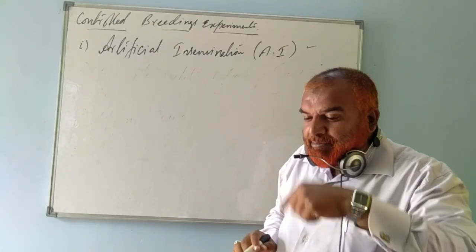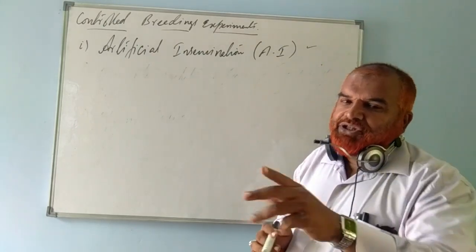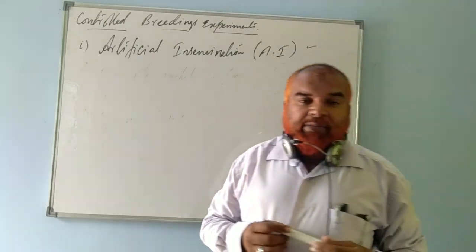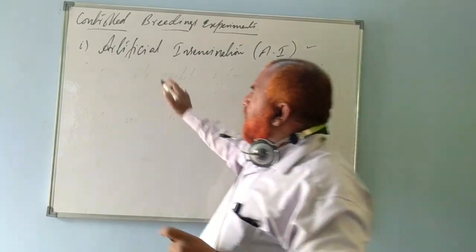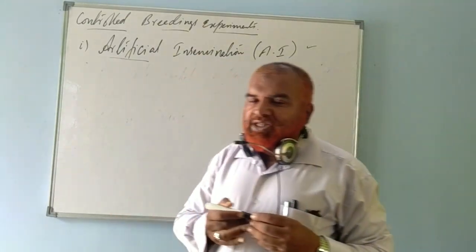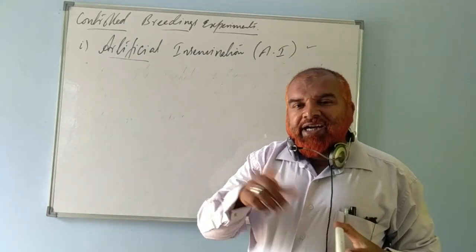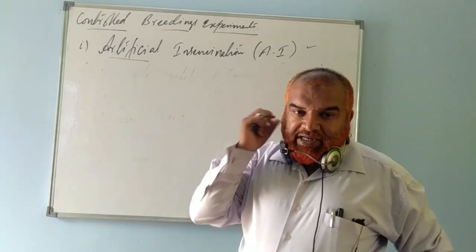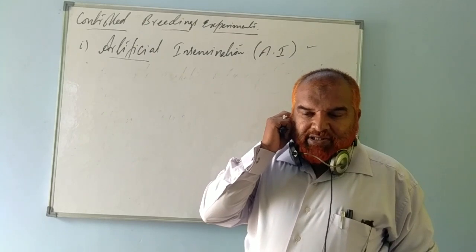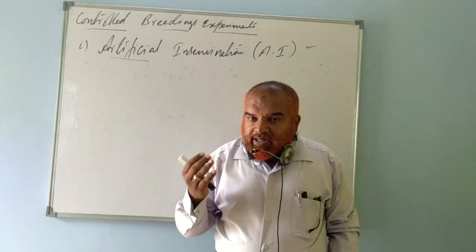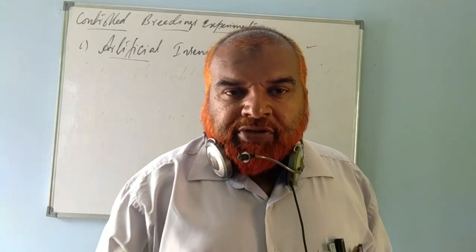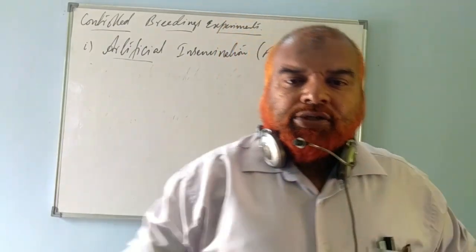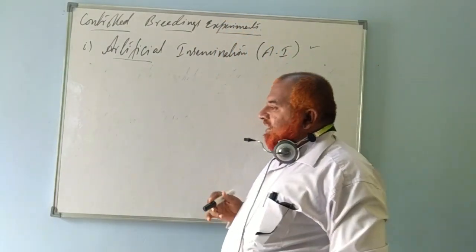The process of deposition of semen into the female reproductive tract is what is known as insemination. Now why do we use the word artificial here? Because this is done by an artificial method in the laboratories, in veterinary hospitals, in hospitals, in vitro, outside the body. So hence it is known as artificial insemination.